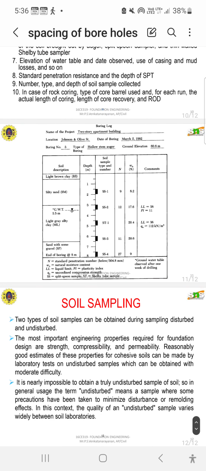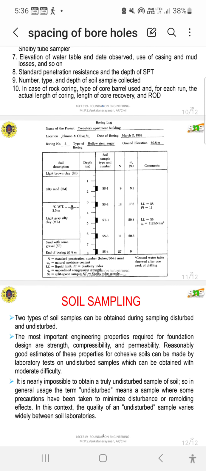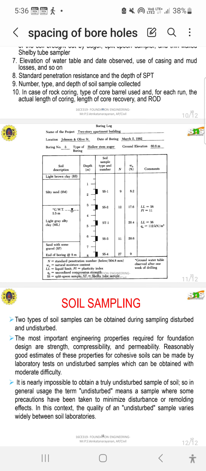Then finally the last slide, soil sampling. In the tube, surface soil samples can be obtained during the sampling, disturbed and undisturbed. One is the disturbed sample, the other one is the undisturbed sample. The most important engineering properties required for foundation depend upon strength, compressibility and permeability. For cohesive soils this can be done by laboratory tests, and undisturbed samples can be obtained with moderate difficulty.